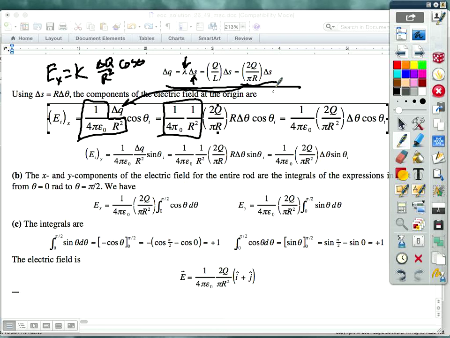And then our delta s, what is delta s? Well, what is s? That's just r theta. That's basically what they do. Does that make sense? And so once we plug that in, this r cancels with that r, and the charge is given, so that goes outside, and I'm just left with cosine theta delta theta. That's my sum statement from 0 to pi over 2, so that lets me go right into my integral.